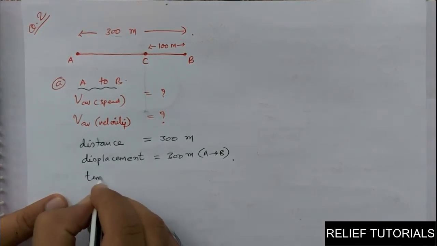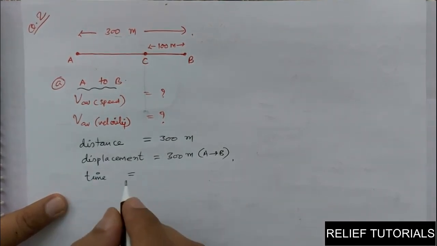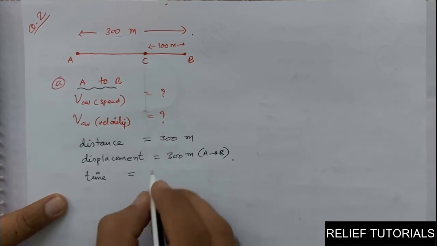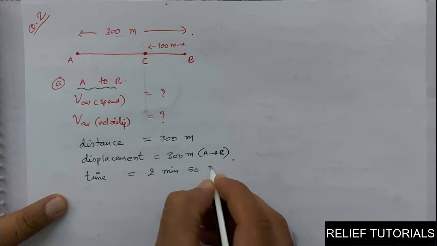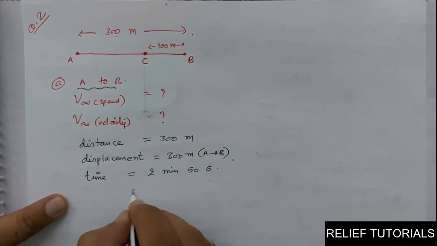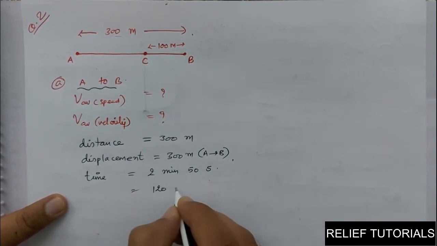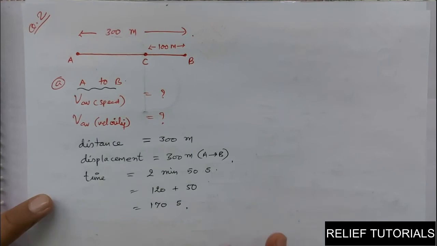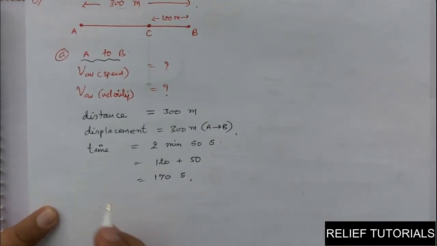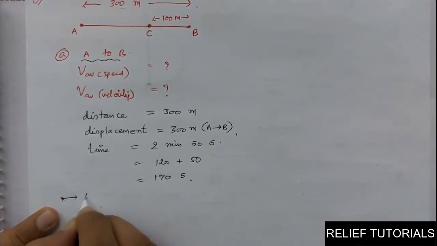What is the time required to complete this A to B distance? It is given in your question that the time required is 2 minutes 50 seconds. So 2 minutes means 120 seconds, 120 seconds plus 50 seconds. So it will be 170 seconds. And now the question is, you have to find average speed and average velocity.